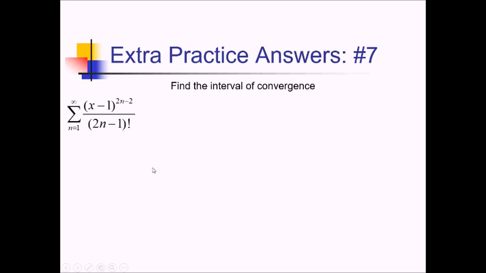So I have limit as n approaches infinity of absolute value of, and I have the n plus 1th version of this divided by the nth version. So n plus 1, we've got (x minus 1) to the 2(n plus 1) minus 2, over 2(n plus 1) minus 1 factorial. So that's just a big mess that we're going to have to clean up in a little bit. Basically, we just plugged in n plus 1 for every value of n there.